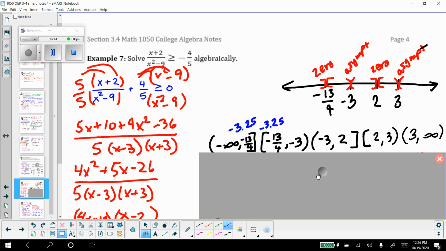So I know these problems get a little confusing when it's an equal to problem because it's a mixture of parentheses and brackets depending on if the point we're looking at is a 0 or an asymptote. It's a really important thing to remember.